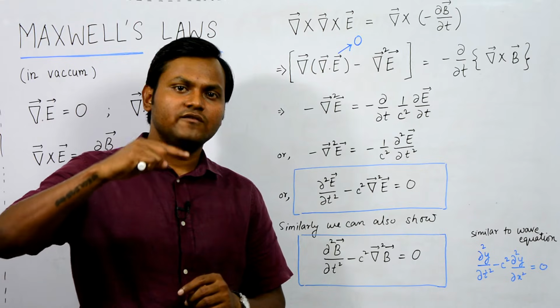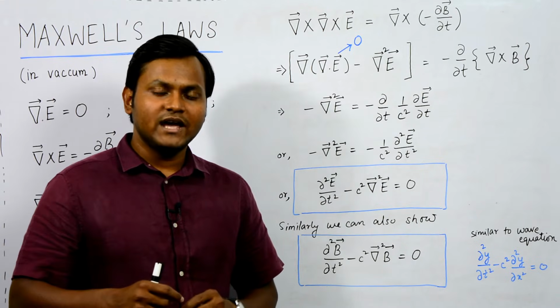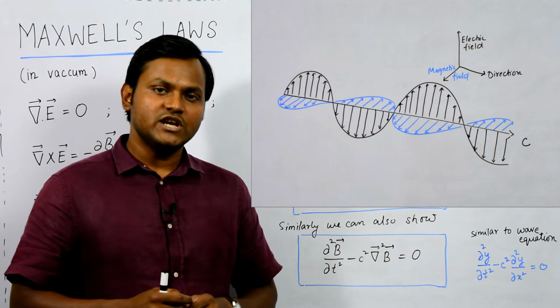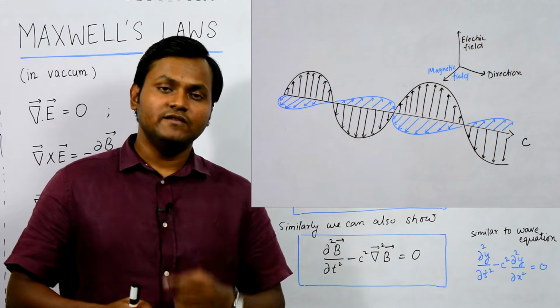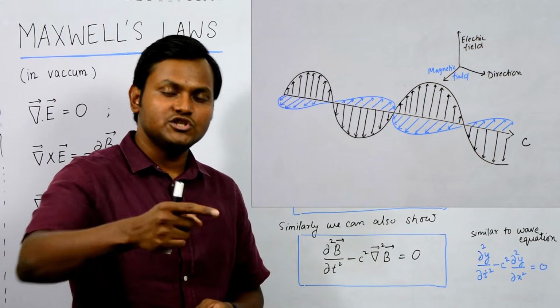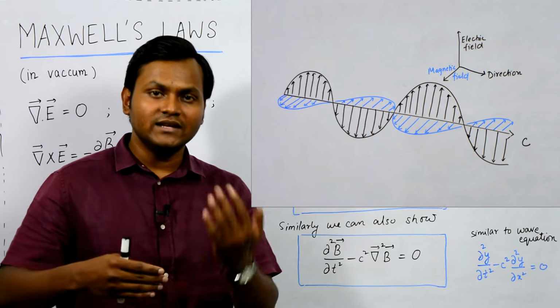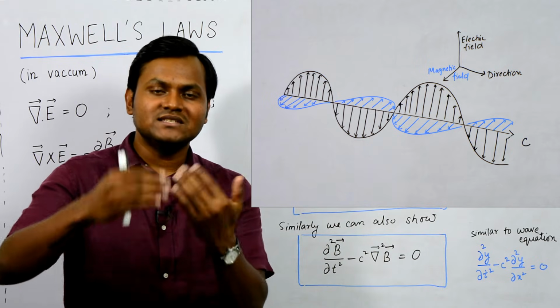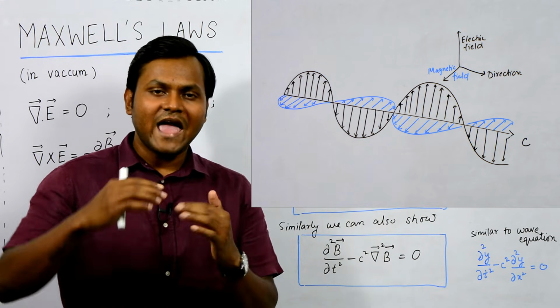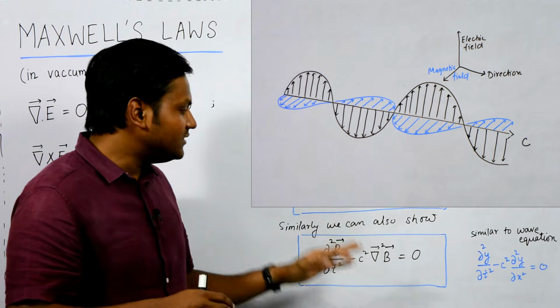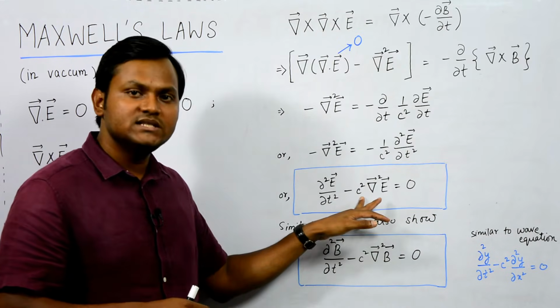If you have an electric field which is changing with respect to time, then that electric field will lead to the presence of another magnetic field which is also changing with respect to time, and that magnetic field will lead to a subsequent electric field which is changing with respect to time. Now, these disturbances in the electric field and the magnetic field sustain each other, and then these disturbances travel through vacuum at the speed given by c.